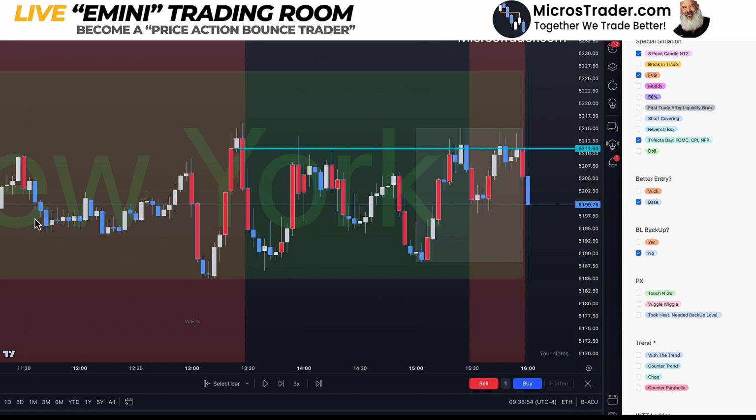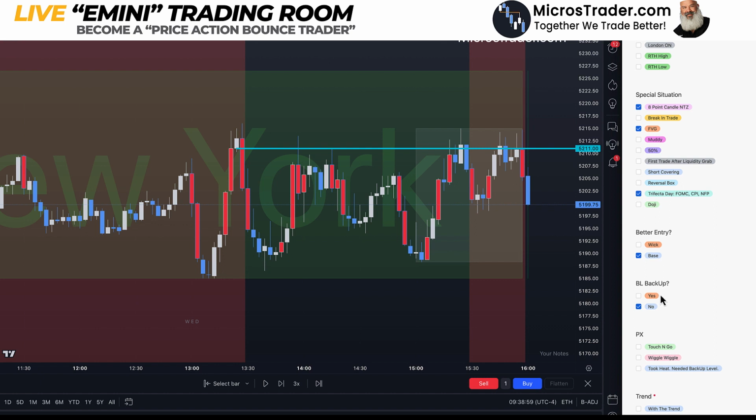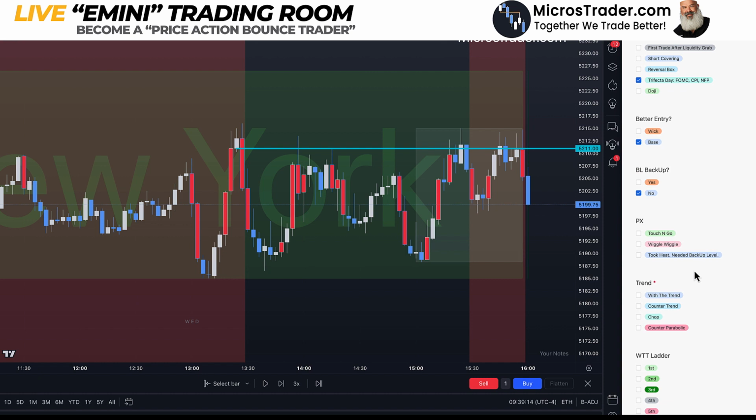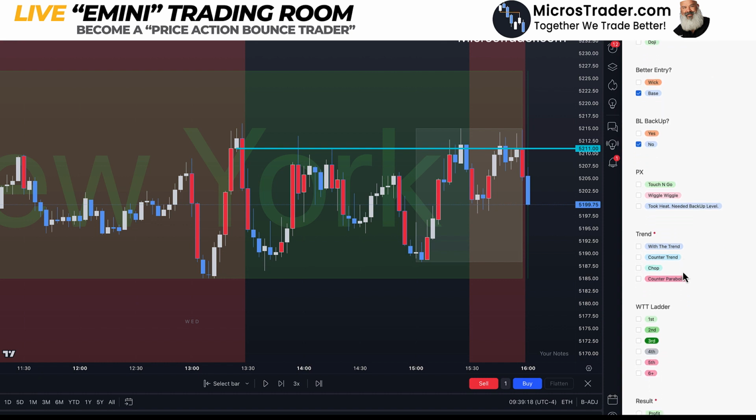I'm going to add something to the special situations. Did it have a backup level? That's really what that means. Backup level, question mark. That's exactly. So next time this page loads is going to be better denoted. It did not have a backup level. That's the purpose of that. If it did not have a backup level, I'm wanting to note that.